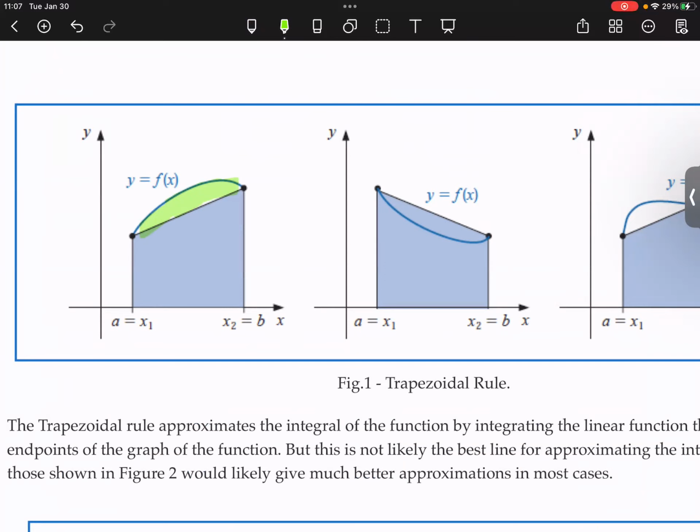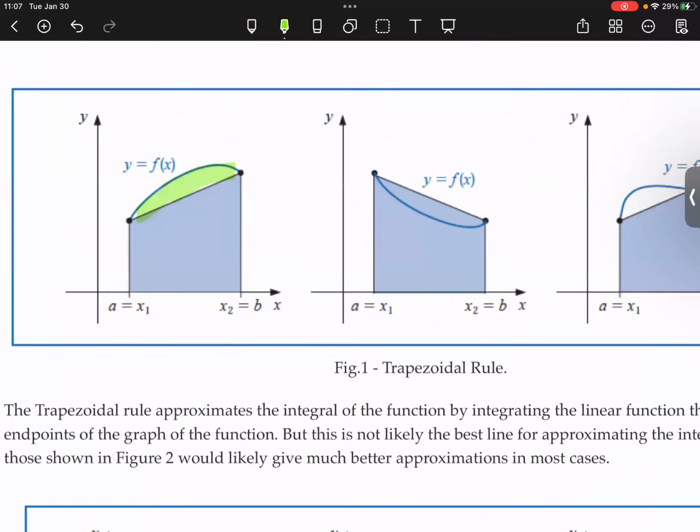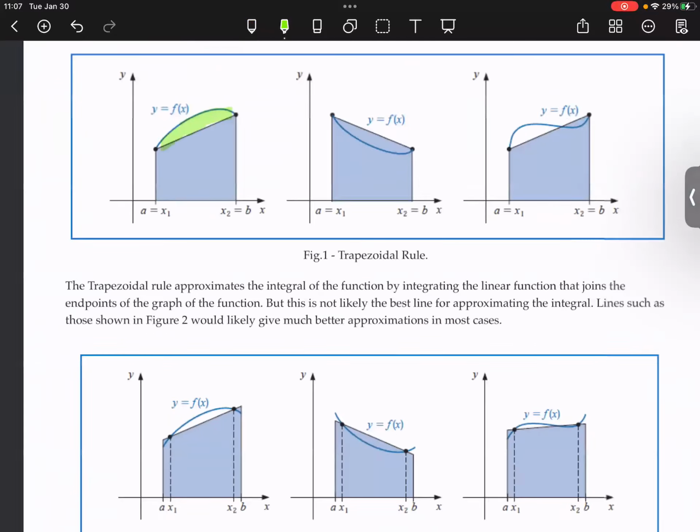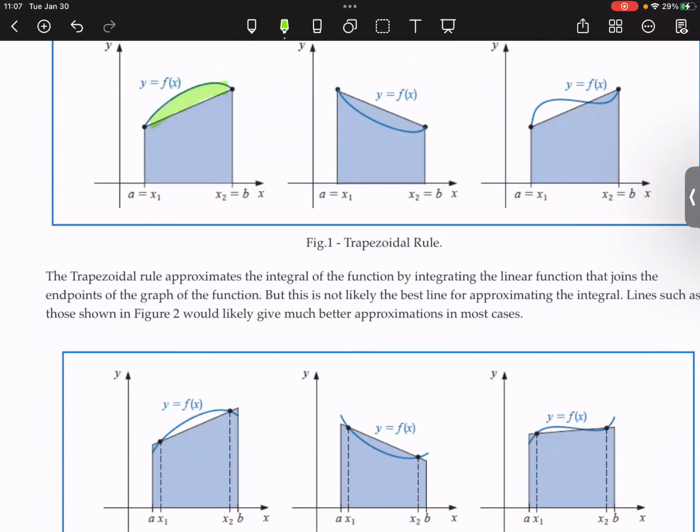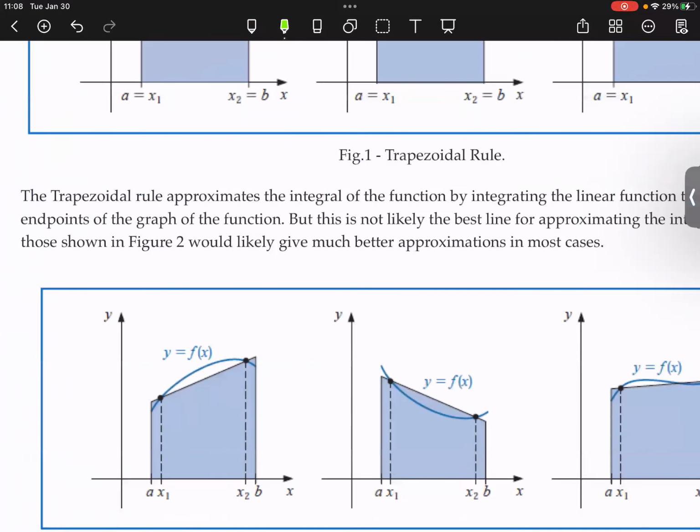And then let's take a look at the other method. We choose other nodal points here. And then what is the error? The error should be this one.